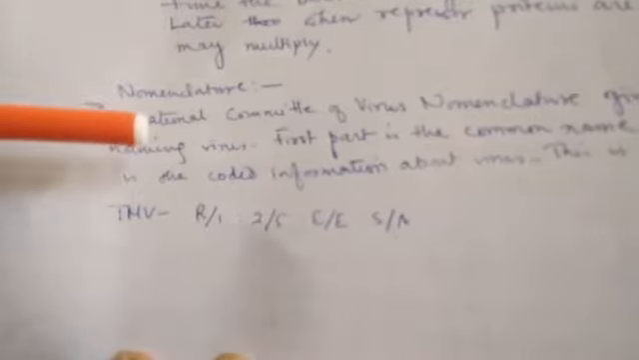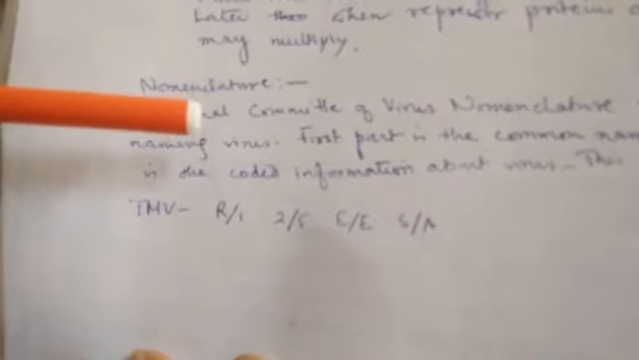This system consists of two parts. So you can see here this system. The International Committee of Viral Nomenclature has given a system for nomenclature which contains two parts, the first part and the second part. The first part is the common name of the virus, and the second part is the coded information about the virus. So clear? The first part is the common name of the virus, and the second part is the coded information of the virus, and this is called cryptogram.